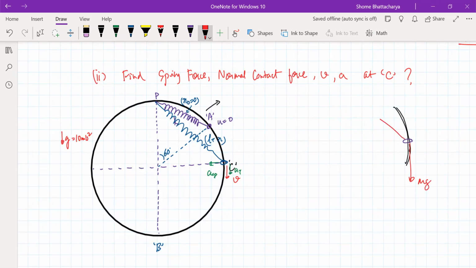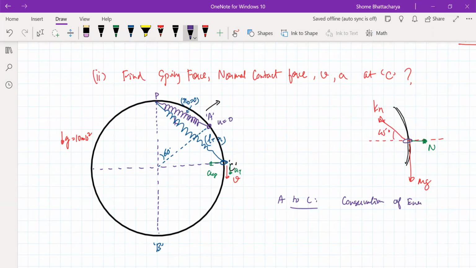It has a spring force which will act at 45 degrees like this. And most likely it will have a normal contact force which might be acting like this. But it might become negative, in which case it's inwards. It all depends on the relationship between speed and spring force and all that, your centripetal acceleration and spring force. So first thing, A to C, apply conservation of energy.